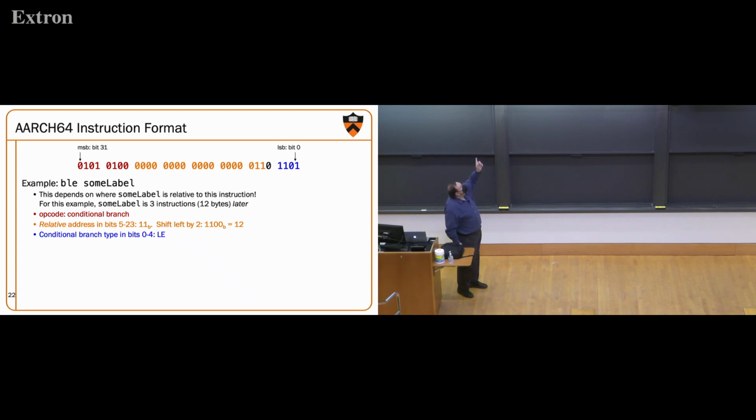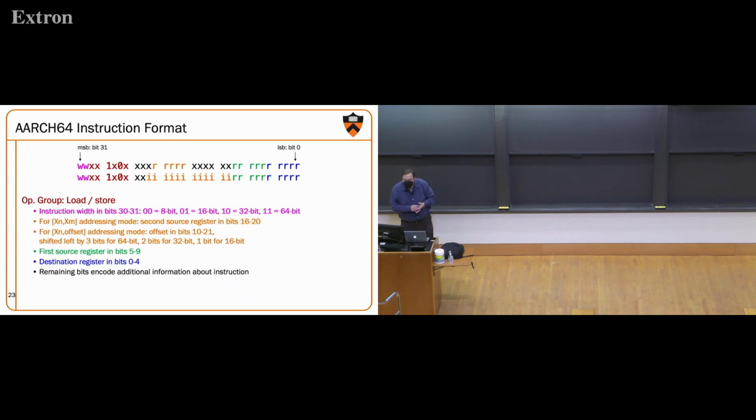And you look up in your handy-dandy decoder table that you find in the instruction set reference which condition that is, and this is a less than or equal to. Okay, so conditional branches. Loads and stores.